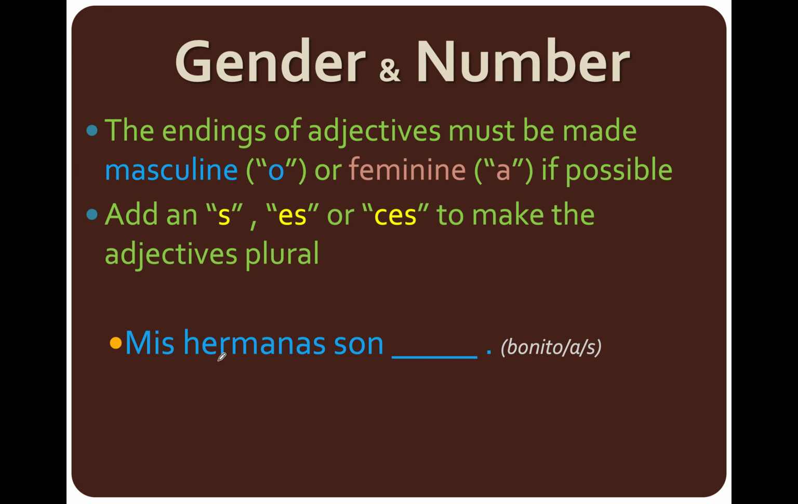All right, obviously they're girls, so it's feminine. And they're more than one, mis hermanas, my sisters, right? So it needs to be plural. I'll just abbreviate it. So feminine and plural. So what's the feminine plural variation? It has to be mis hermanas son bonitas. All right, so that's what these notes are about.